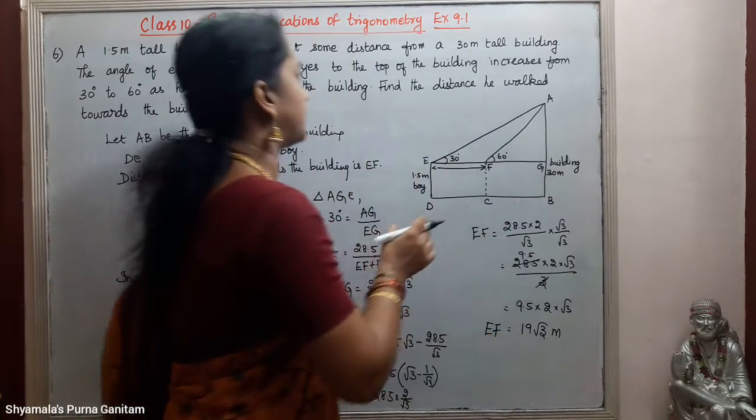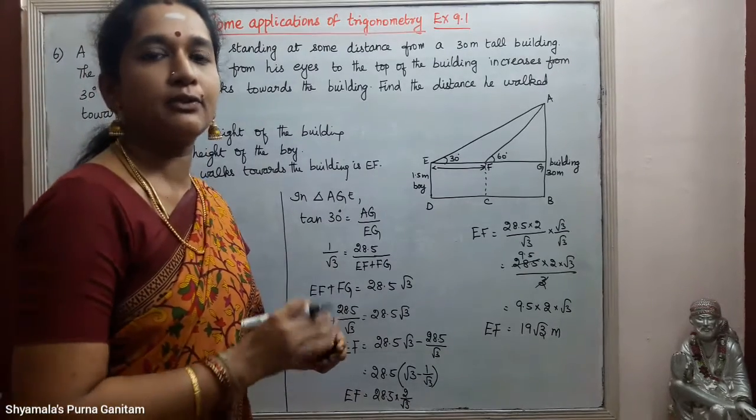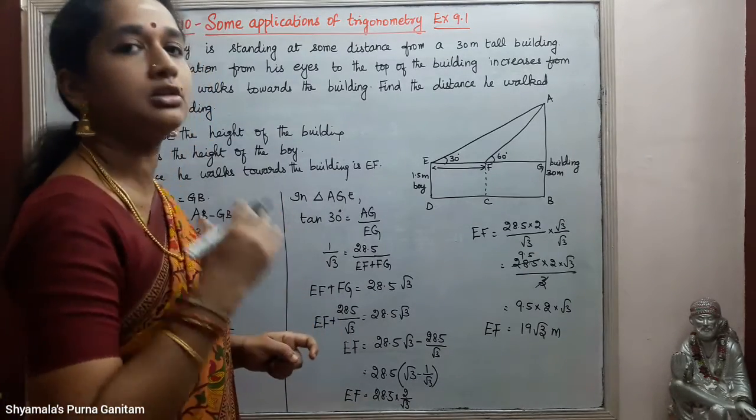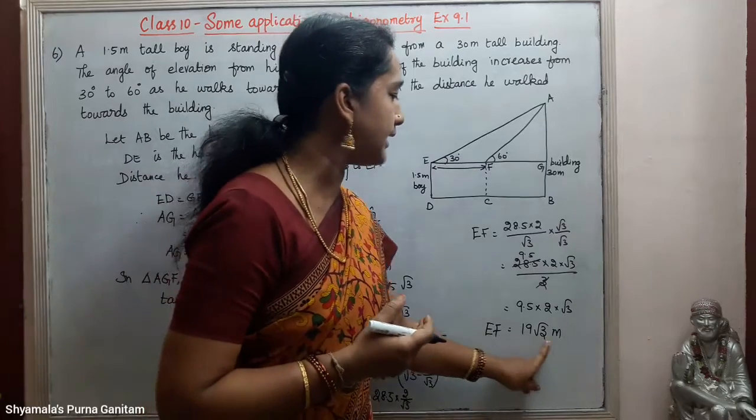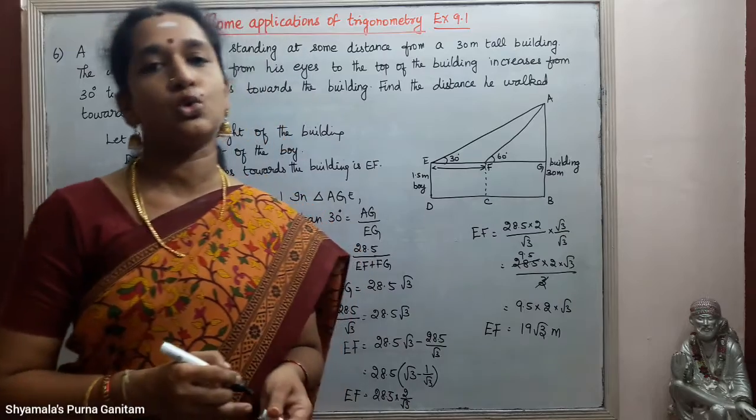So what are we asked to find? We are asked to find the distance he walked towards the building. Therefore, the distance the boy walked towards the building is 19 root 3 meter. Like that, we have to write the statement also definitely.